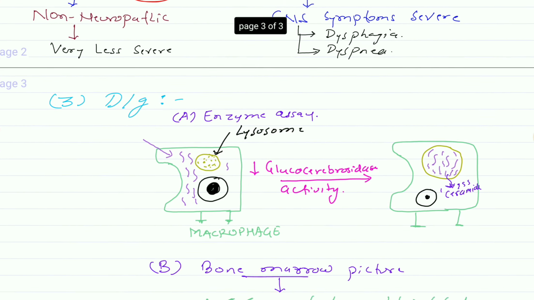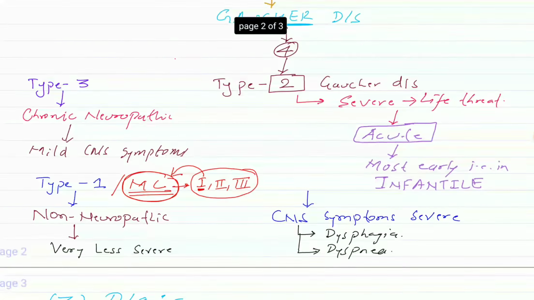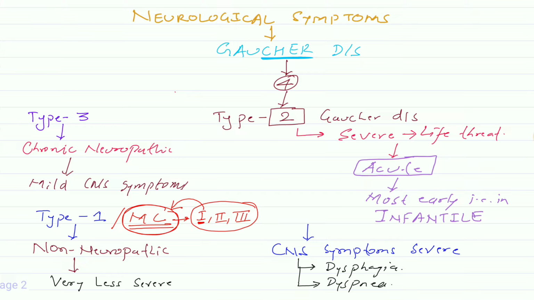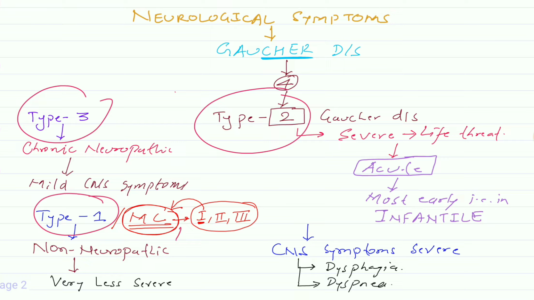Then the important point about Gaucher disease is the neurological symptoms. There are three types of Gaucher disease: type 1, type 2, and type 3. Type 1 is the most common among types 1, 2, and 3, and this is non-neuropathic and much less severe.